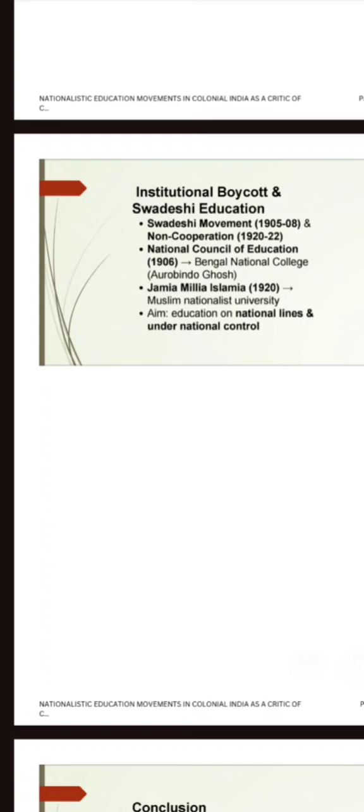Okay, then the final part, our conclusion. The nationalist education movements transformed education into a means of national awakening. They proved that learning is not just about literacy, it is about self respect, culture, and independence. These movements laid the intellectual foundation for a free and confident India. So that's it. Thank you.